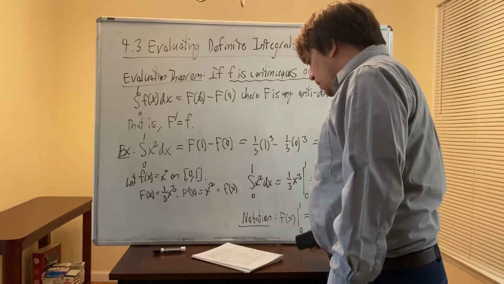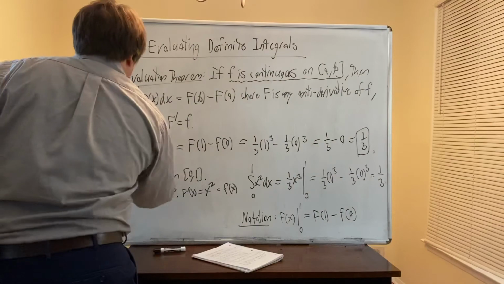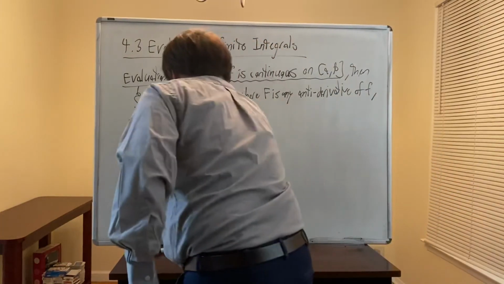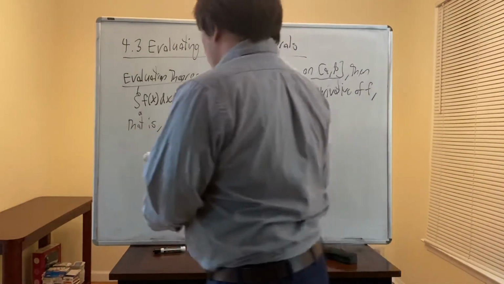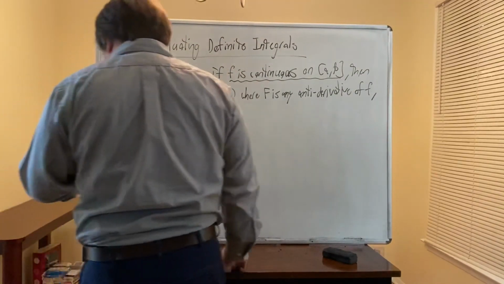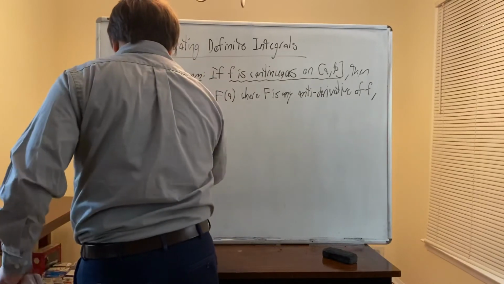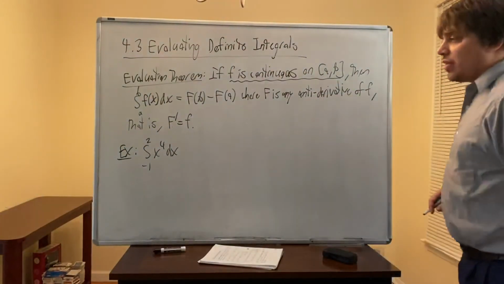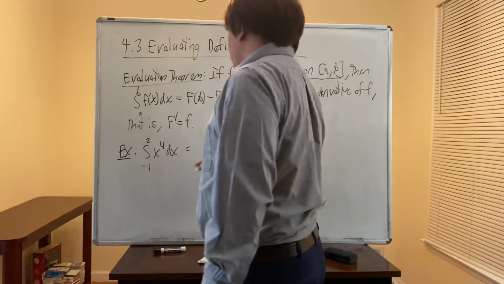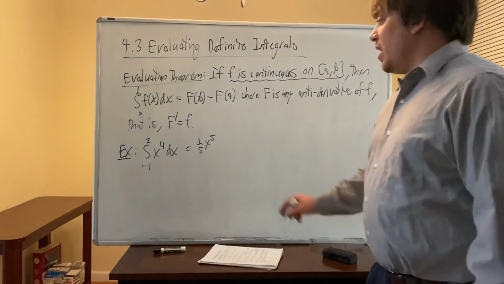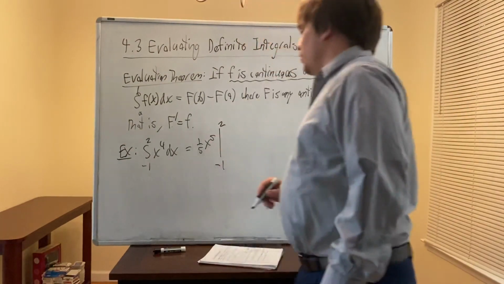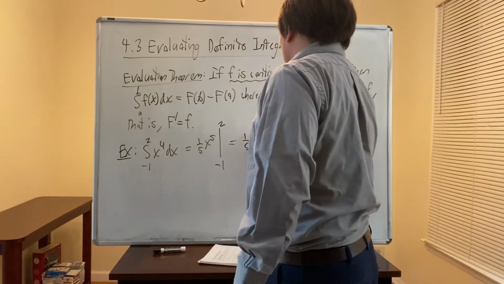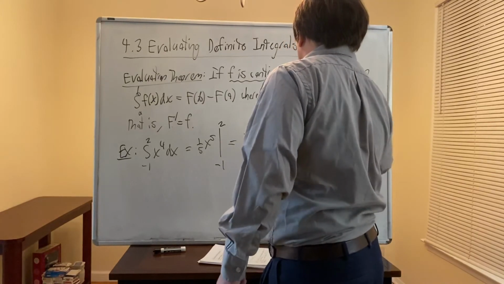Let's do another example. Okay, so the definite integral from -1 to 2 of x to the 4th dx. Let's calculate this one. All right, well, an antiderivative of x to the 4th is 1/5 x to the 5th, and then evaluate it from -1 to 2. So quickly, that can be done. And so then that's equal to this expression plugging in 2, minus that expression plugging in -1.